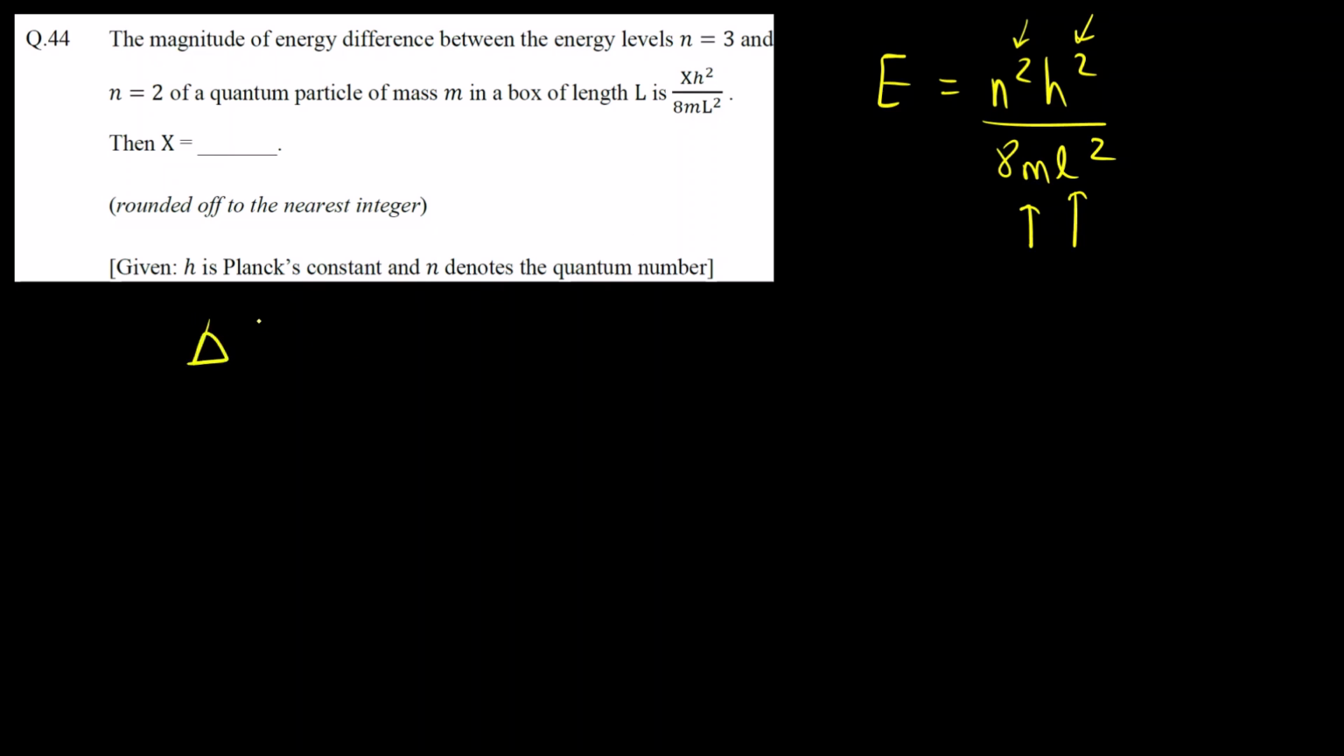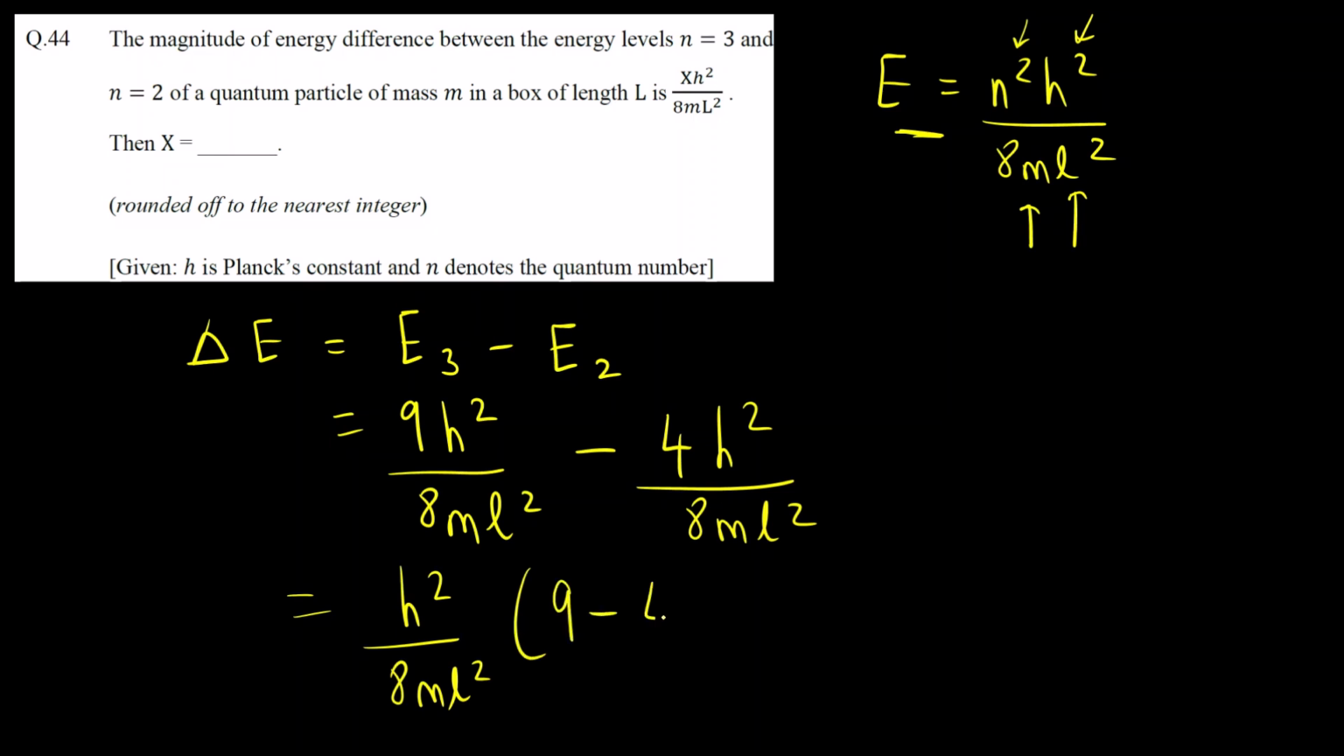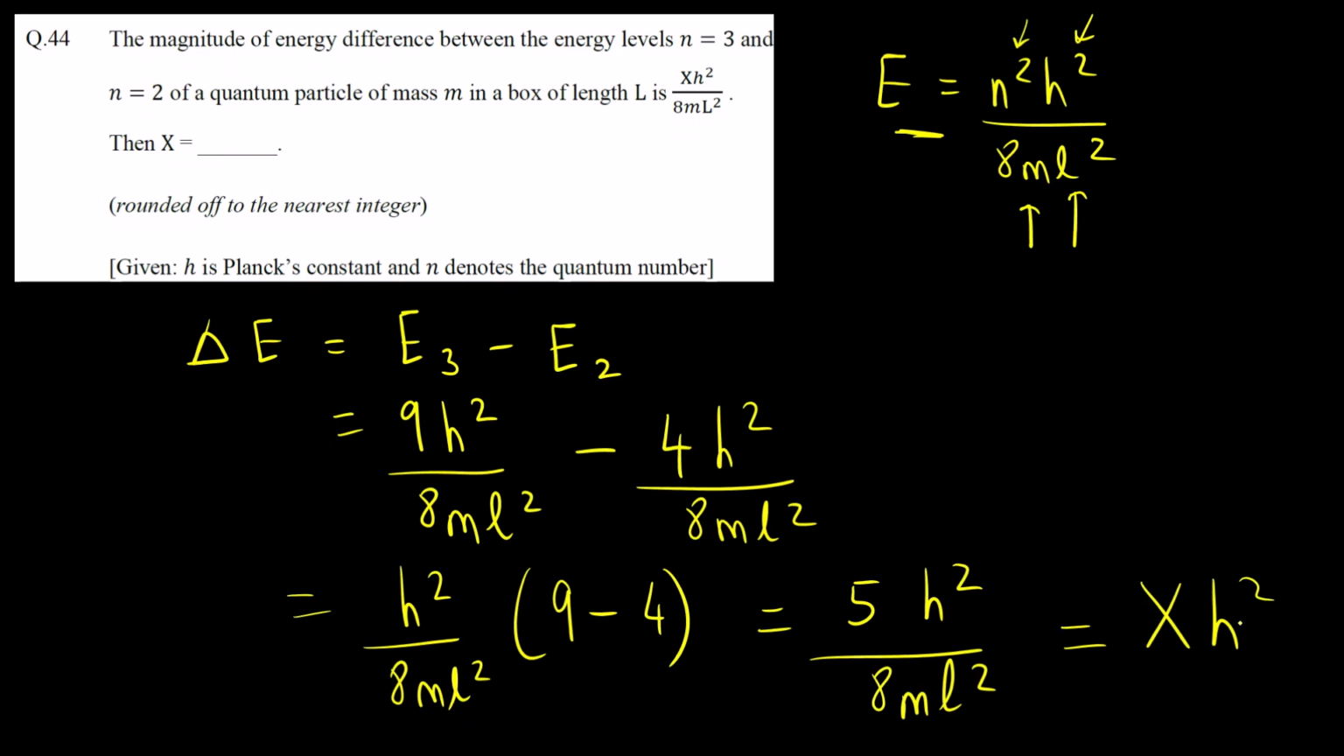Now what they are telling us, to find out the energy difference between two energy levels, one is E3 minus E2, n is equal to 3 and n is equal to 2. So substitute n is equal to 3 in this formula of energy, it will be 3 square. Okay, so that will be 9h square by 8 ml square minus E2, n is equal to 2, so 2 square will be 4h square by 8 ml square. Okay, now h square by 8 ml square is common, so I can take it outside. 9 minus 4, 9 minus 4 is what? 5. So 5h square by 8 ml square, it is given, that is xh square by 8 ml square.